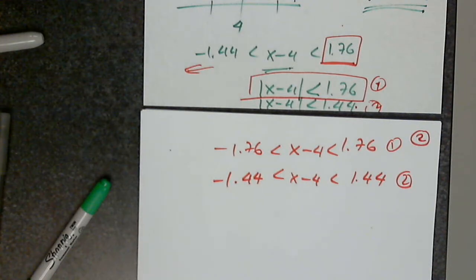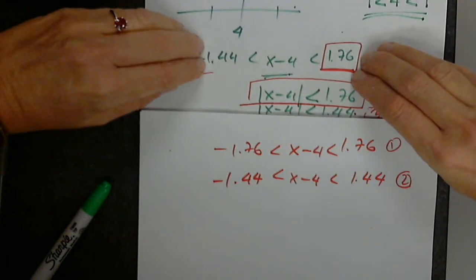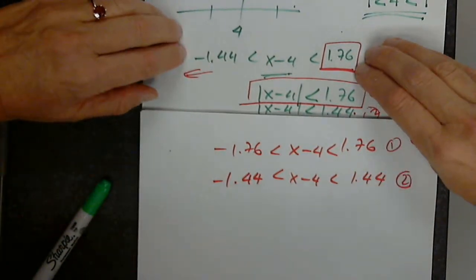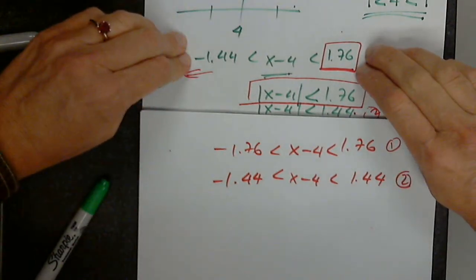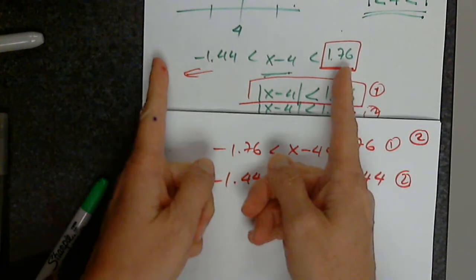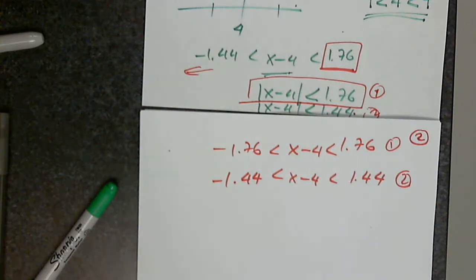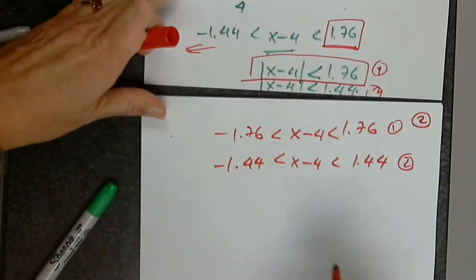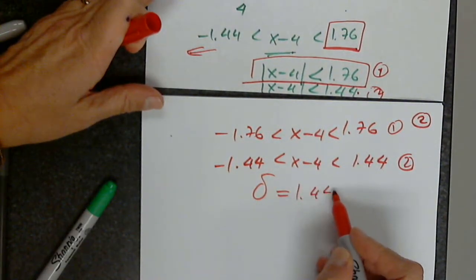So I have to choose in such a way that I can have this interval included here. This interval is not included here. This interval is included here, but this one is not. This one goes outside here. So then which is our delta? Should be 1.44.